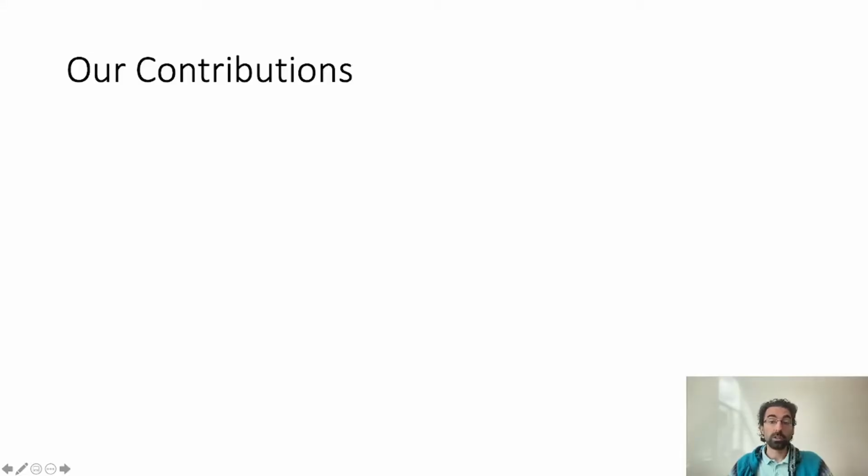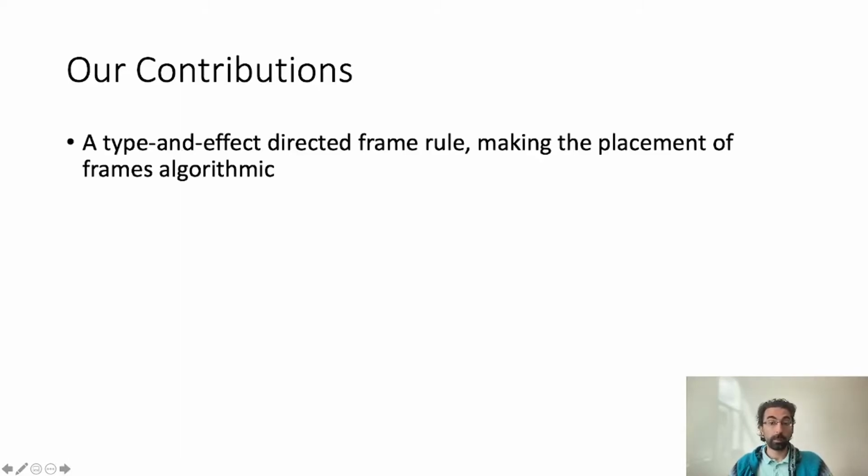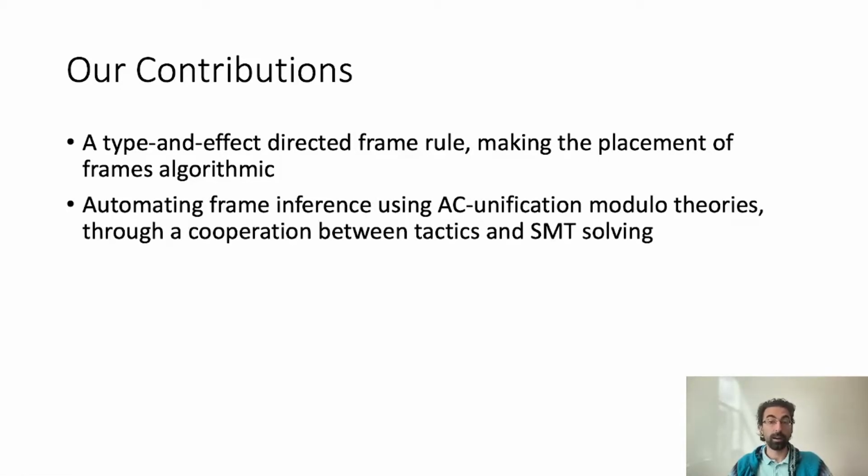So to solve these issues, our contributions are the following. First, we propose a type and effect directed frame rule, which makes applications of framing algorithmic. We then automate frame inference itself by encoding the problem as an associative commutative unification problem modulo theories. And we provide a partial decision procedure for it that relies on a cooperation between F-star tactics and SMT solving.